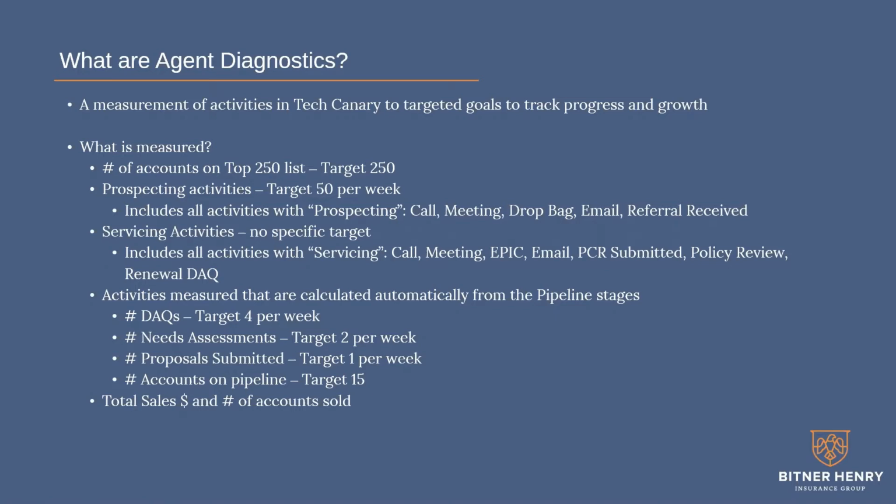Then we look at the activities that are measured. These are items that are actually automatically calculated for you. Everything above this, when we talk about activities like servicing and prospecting, these are things that you have to intentionally put in, whether it's from your email or you're using your Zenbit, things like that. These are things that you're putting in. When you get to the pipeline and the account goes to the pipeline, if you put it in your first stage, first appointment set, it's going to log you a DAQ.